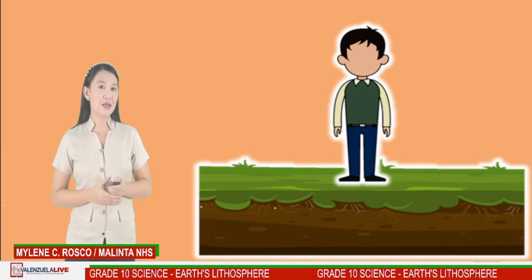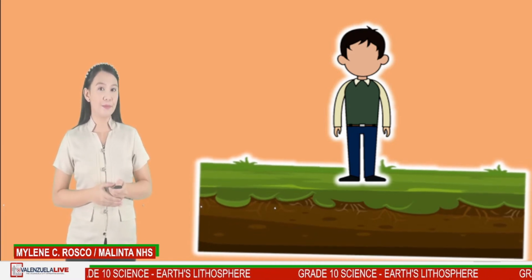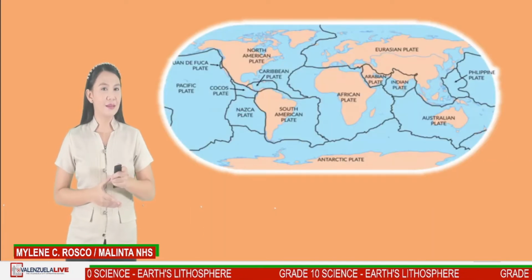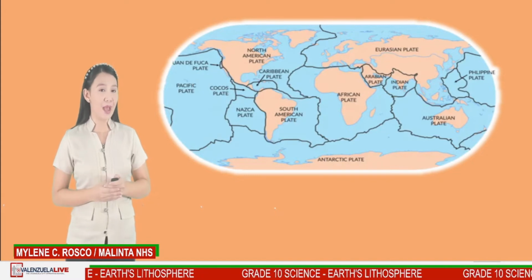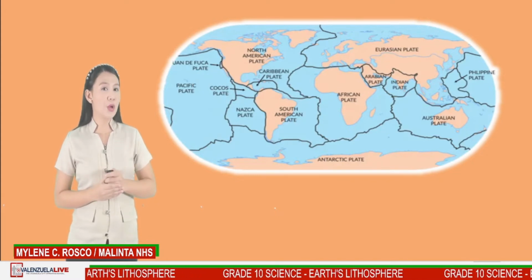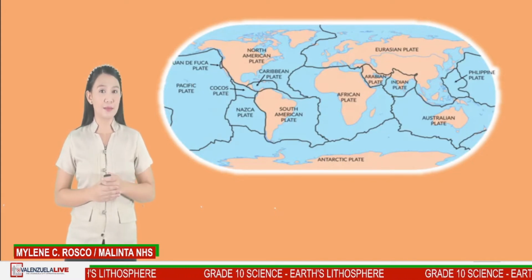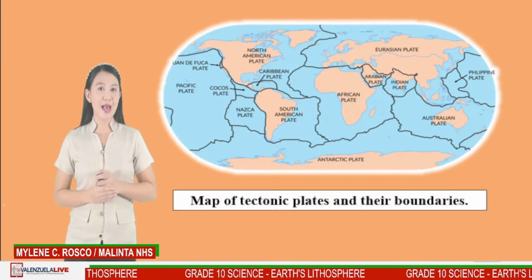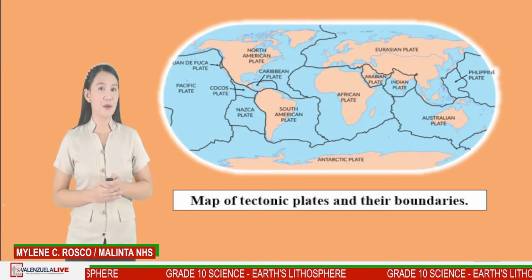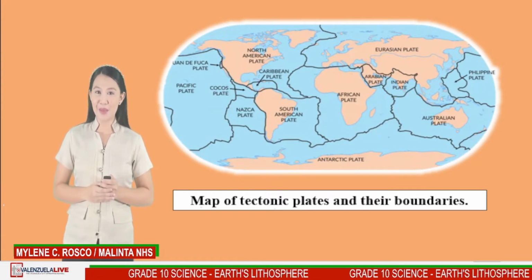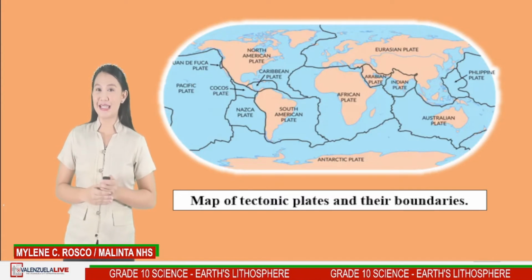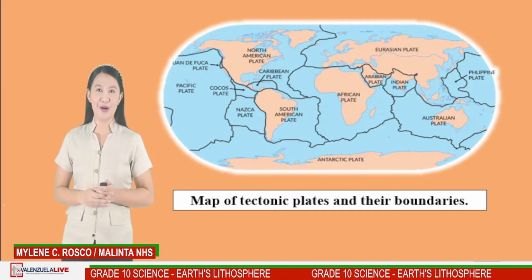Now let's try to examine this map and identify what makes it different from the other map. What do these broad lines represent? This map shows the different lithospheric plates, and the broad lines represent the plate boundaries, which divide the lithosphere into small and large plates.